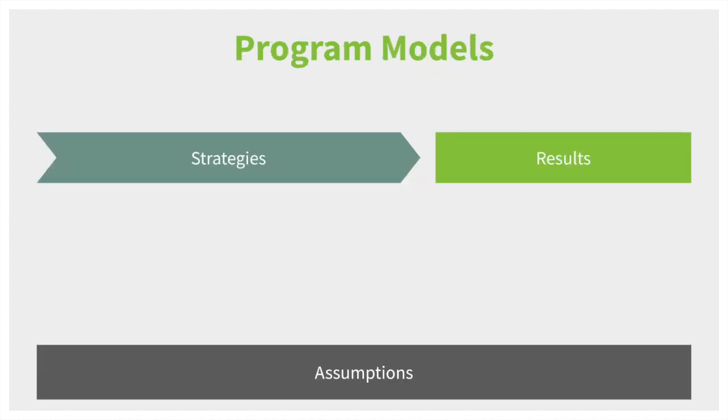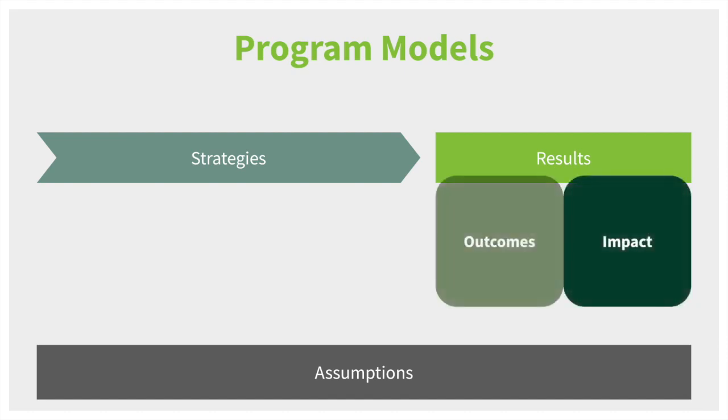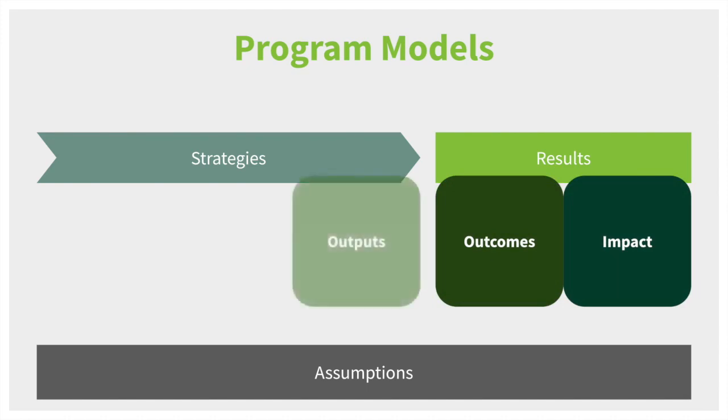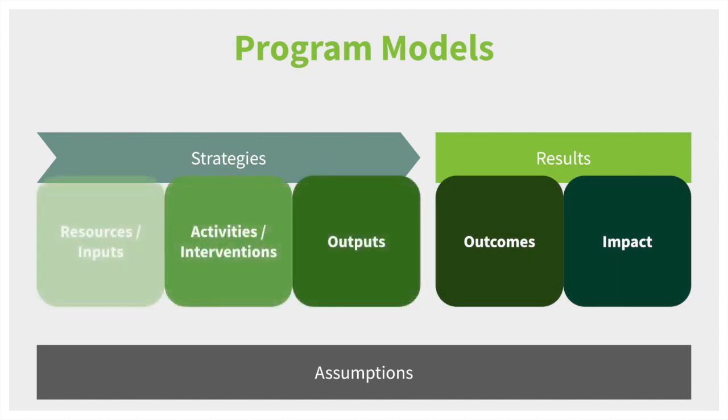Program design frameworks create a detailed action plan or program model based on your theory of change by breaking it down into more specific components. Although the structure and definition varies a little for each model, they generally include the following components. The results of your theory of change are broken down into impact and outcomes. Your theory of change strategies are divided into outputs, activities, sometimes called interventions, and resources, sometimes called inputs.